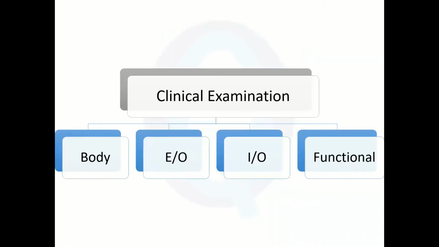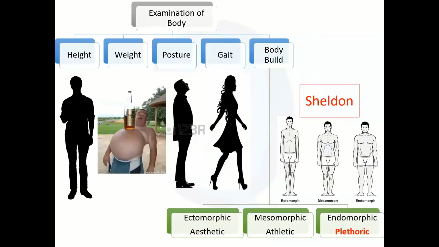Now the other clinical examination. In clinical examination, you see the whole body first, then you see the patient extraorally, then intraorally, and then you see the functional examination. So whenever you have to see from outside, in examination of the body, you check the height of the patient, you check the weight of the patient, you check the posture. If a patient is a mouth breather, then most commonly they keep their head tilted backwards. Okay, they keep their back slouched.